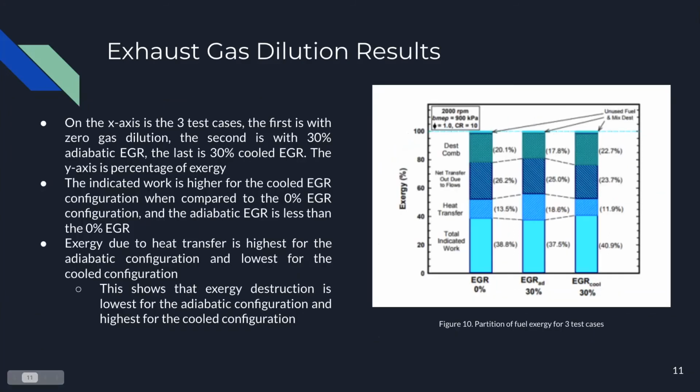So a system using a cooled EGR simply shows improved performance results and higher work output compared to the other two systems. The one system being the adiabatic test and the other being no EGR at all, just your basic IC engine. The cooled system with EGR shows the lowest heat transfer, the highest amount of combustion, and the lowest amount of net transfer out due to flows.